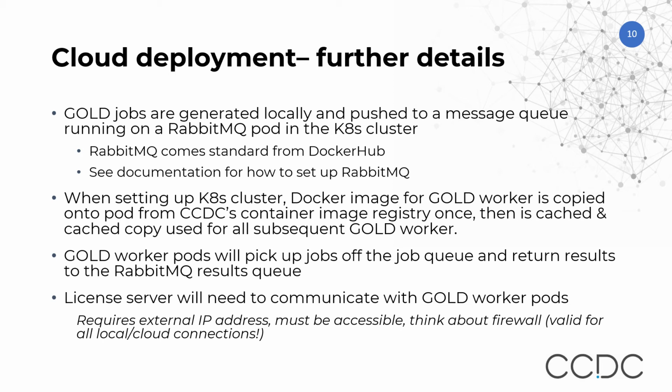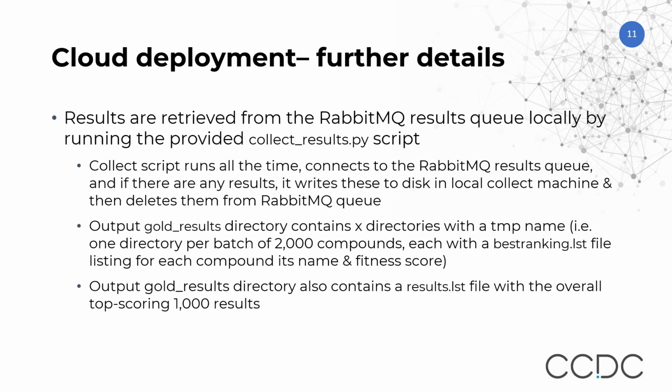The entire time, the license server will need to be communicating with gold worker pods. This license server requires the external IP address, so it cannot be a virtual machine. It has to be accessible to the gold worker pods, and that means thinking about firewall as well. Firewall is something to think about for all local to cloud connections. In terms of the retrieval of the results, they go to the RabbitMQ results queue, and at any point it finds results, it writes them to disk in your local machine and then deletes them from the RabbitMQ.